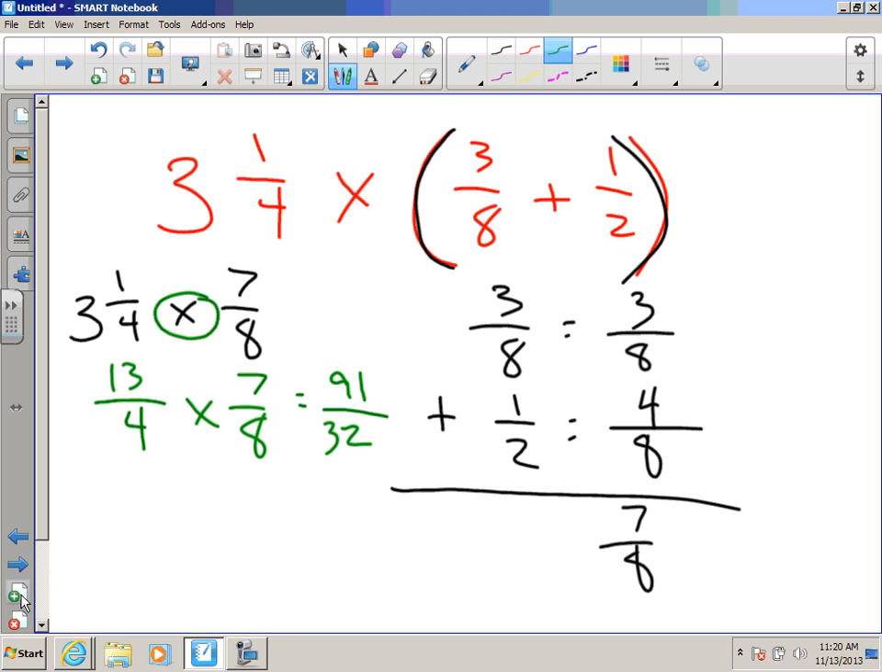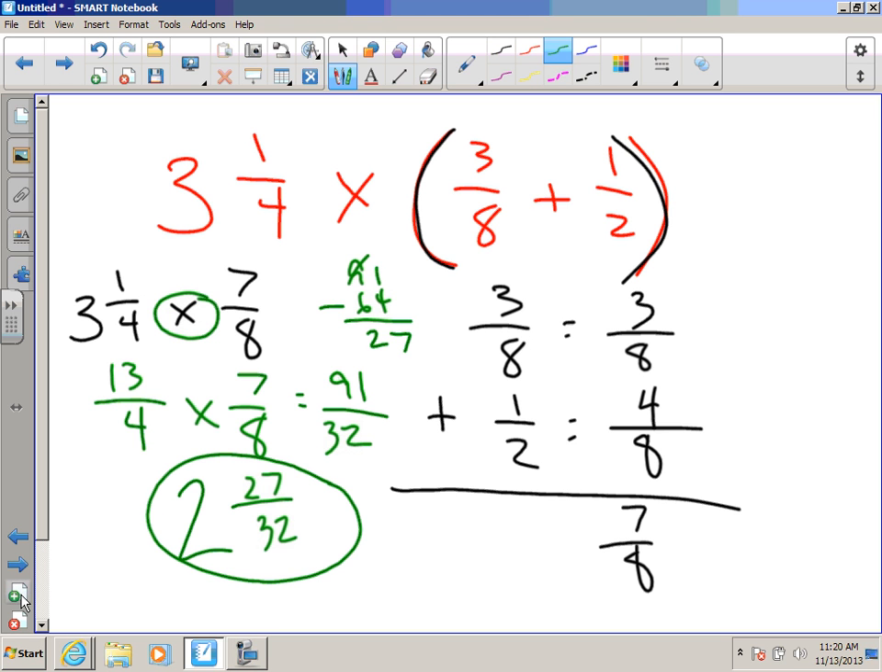Since the denominator is smaller than the top, 91 divided by 32. How many times can I fit 32 into 91? 2 times is 64. So let's take away 64 from the 91. And I should get 27 over 32 in simplest form. And that is our final answer.